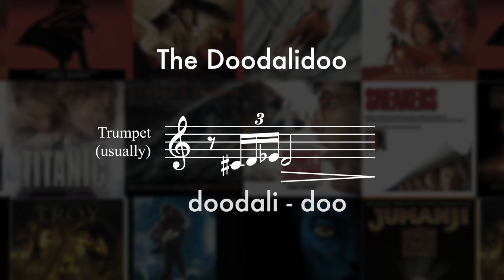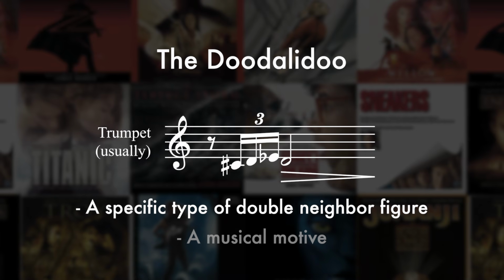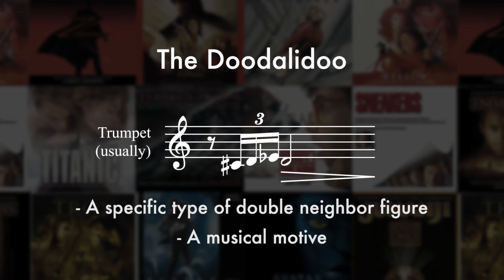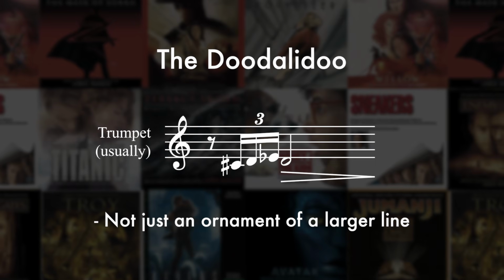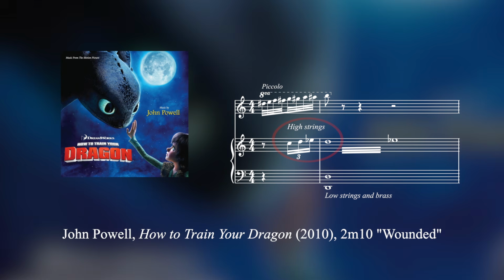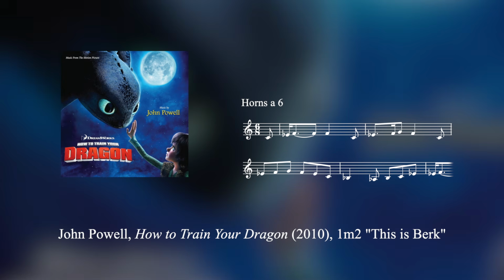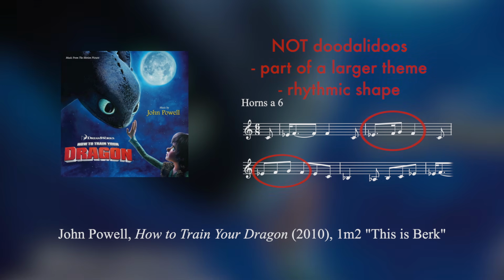It is a specific form of double neighbor, which is its own little musical motive, as opposed to ornamenting a larger melody. So just to clarify my definition, in this cue from How to Train Your Dragon, the strings have a similar double neighbor figure, but it is too buried in the texture to count as a doodly-doo. This fun Viking theme, also from John Powell's How to Train Your Dragon, would also not count as a doodly-doo because the neighbor figure is buried inside of a larger melody, and it doesn't have the rhythmic relationship of a very fast doodly to the sustained do.